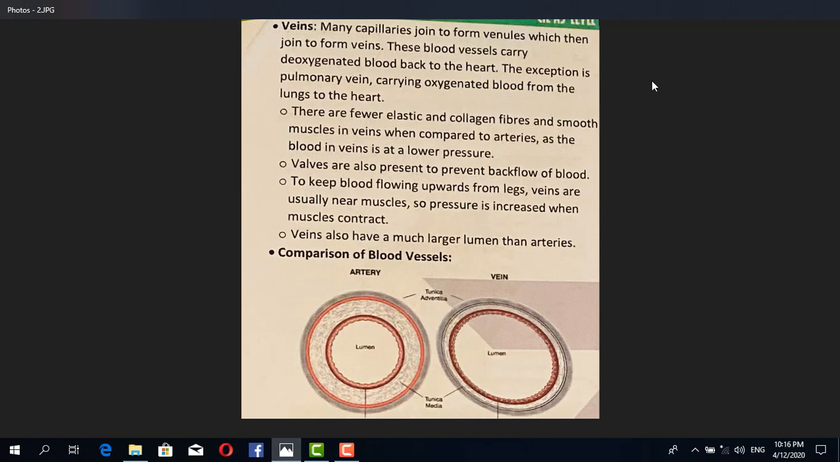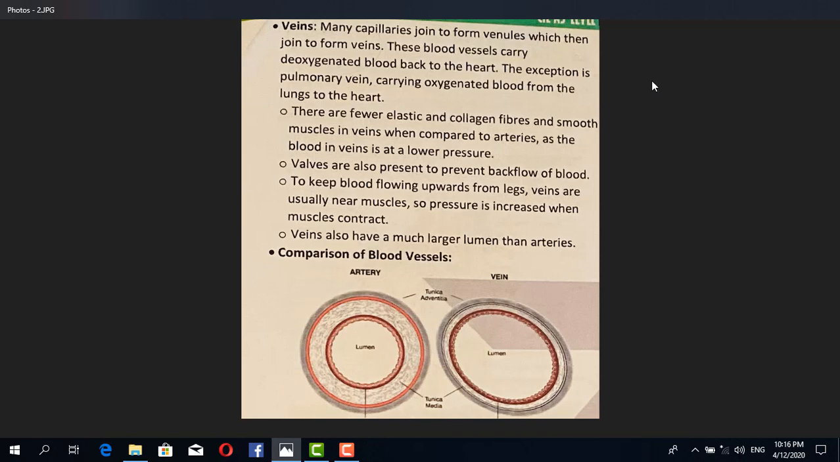There are few elastic and collagen fibers and little smooth muscle in the veins when compared to the arteries. The arteries have more because they withstand the pressure, or the high blood flow coming from the heart, as the blood in veins is at low pressure.